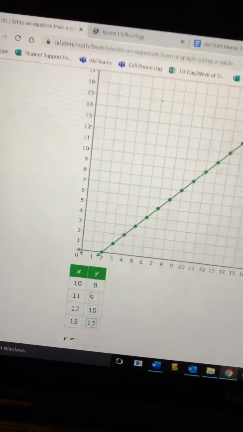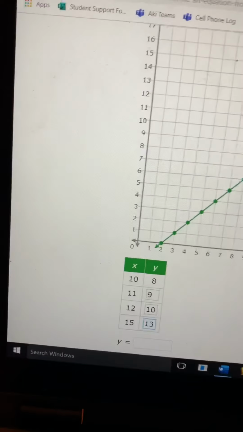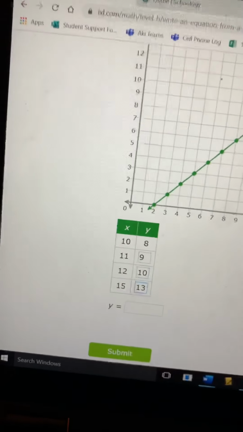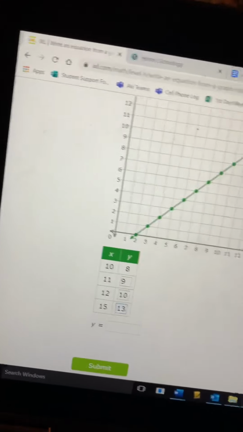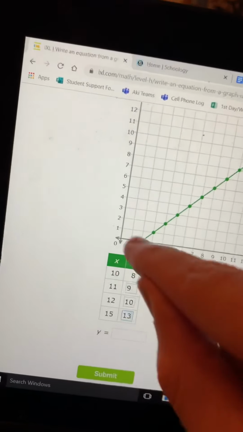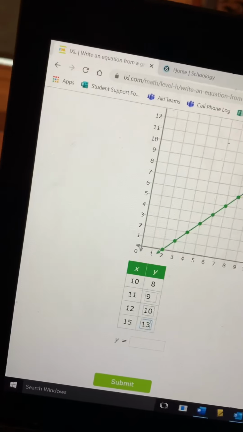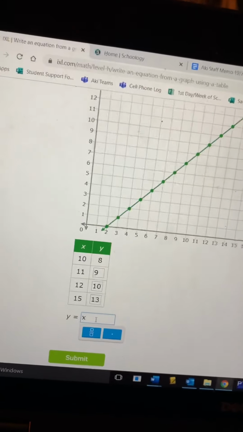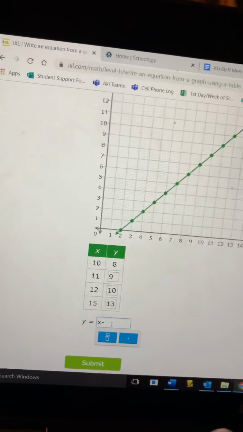So now I've used the graph to fill out my table. I need to use the table to decide what the equation is. So how does 10 become 8? How does 11 become 9? So these X's are becoming these Y values by subtracting by 2. So the equation is Y equals X minus 2.